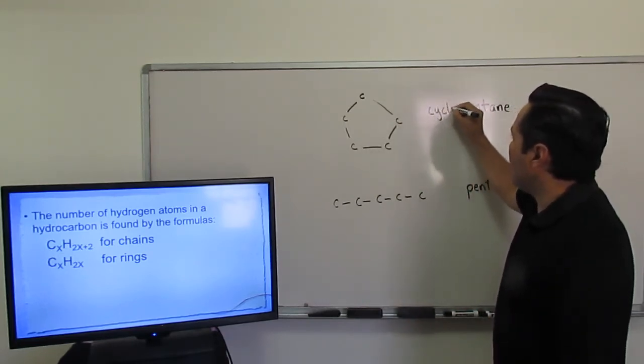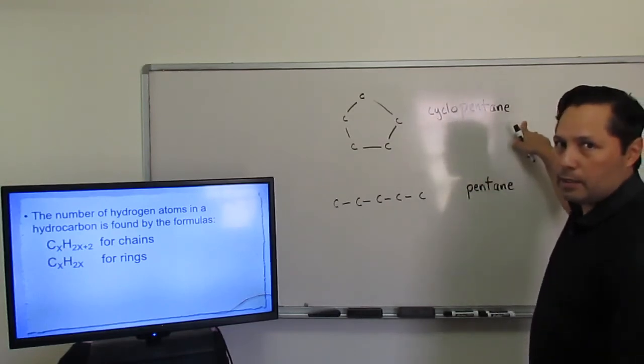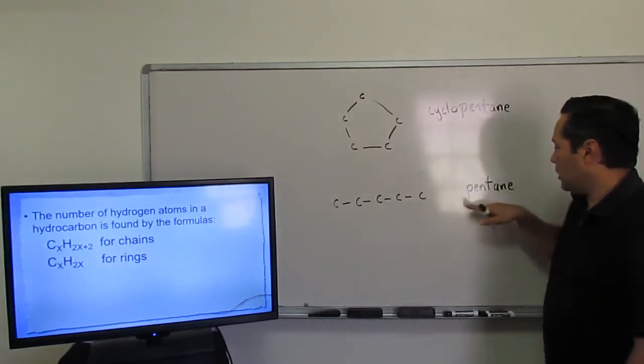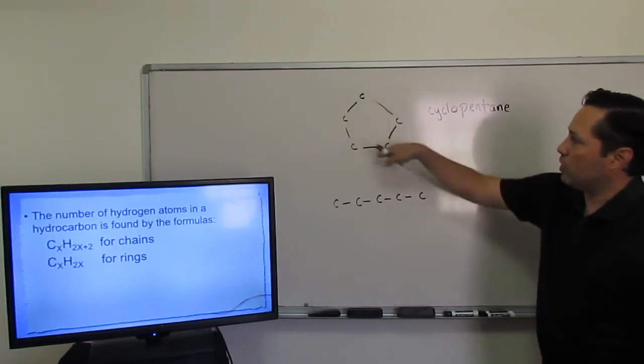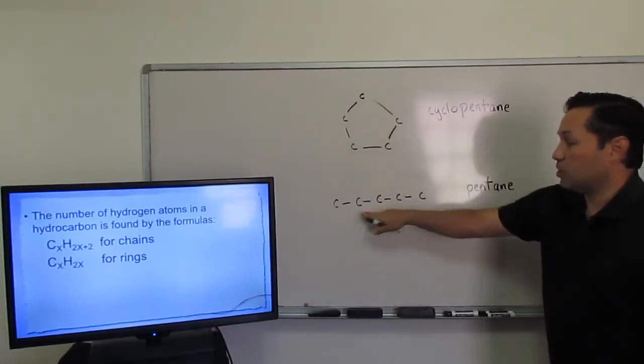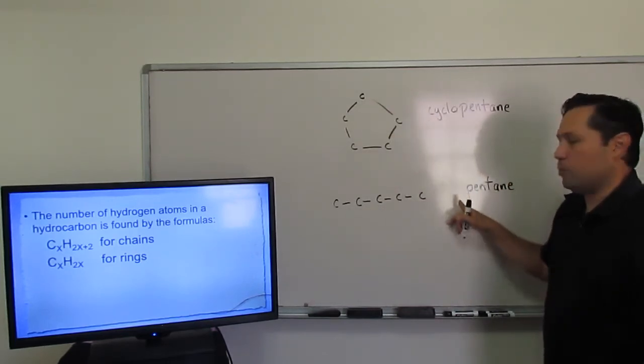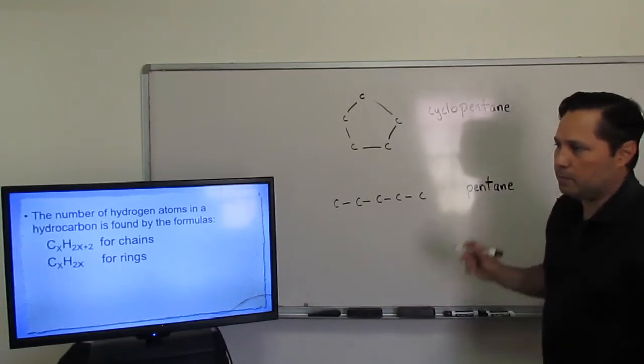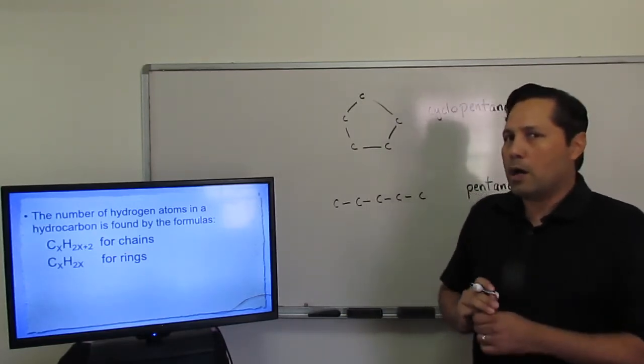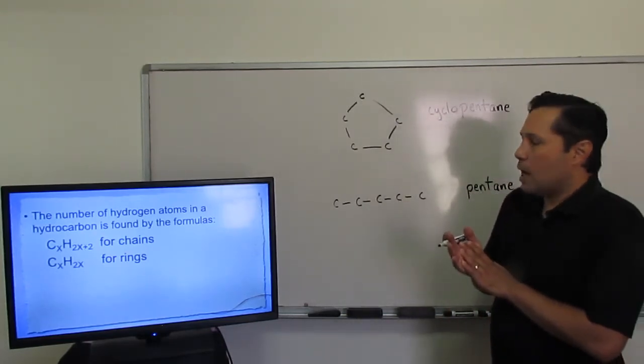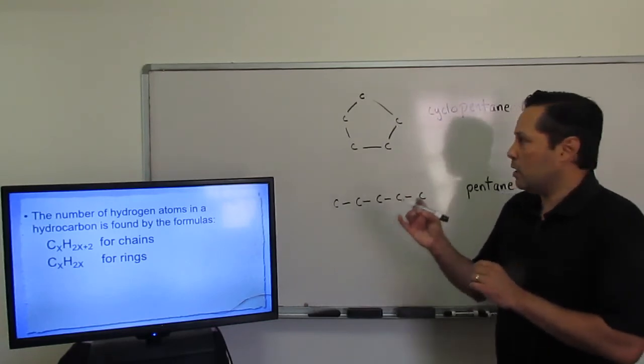So its full name is cyclopentane, as opposed to this one, which is just pentane. If it's in the form of a ring, you add cyclo. If it's in the form of a chain, you don't put cyclo, you just write pentane. That's it.